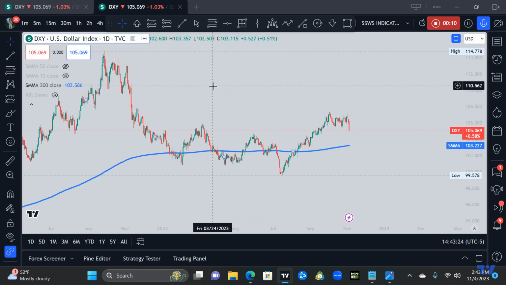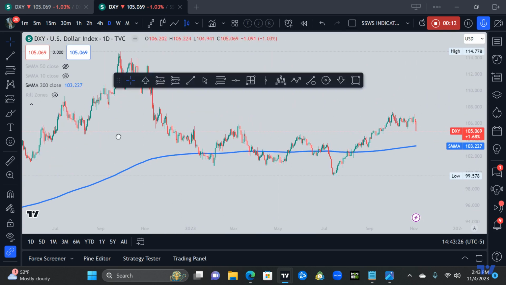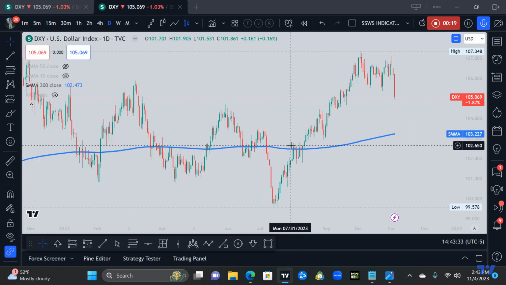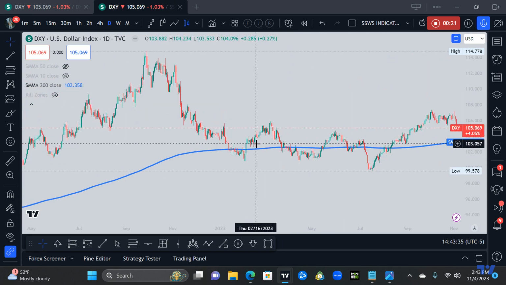And this will go for any SMA on any time frame that you're using. You're basically going to learn the ins and outs of how to use a moving average and how to trade with one.